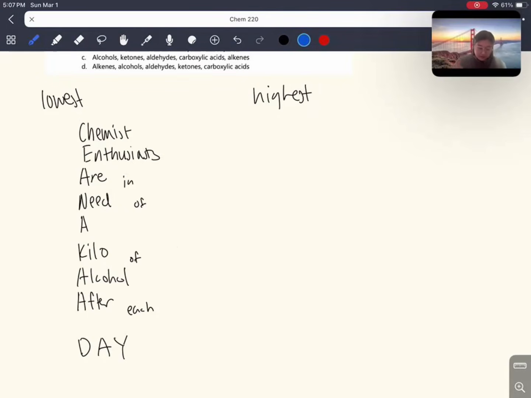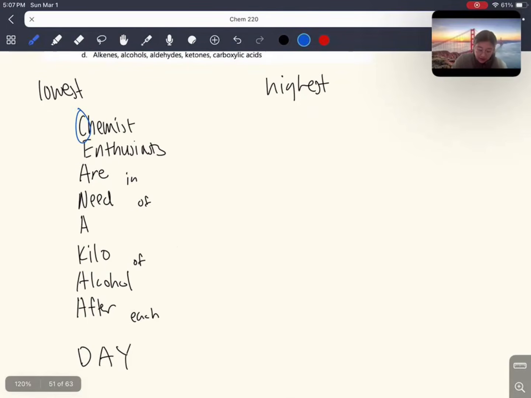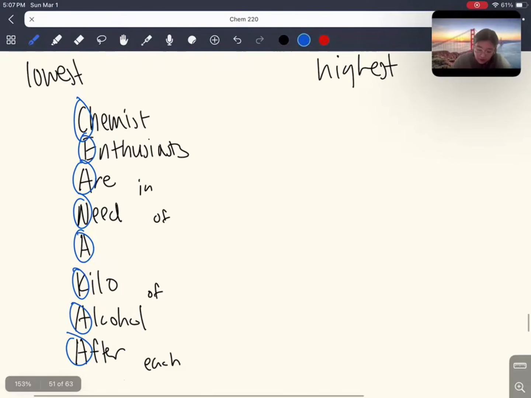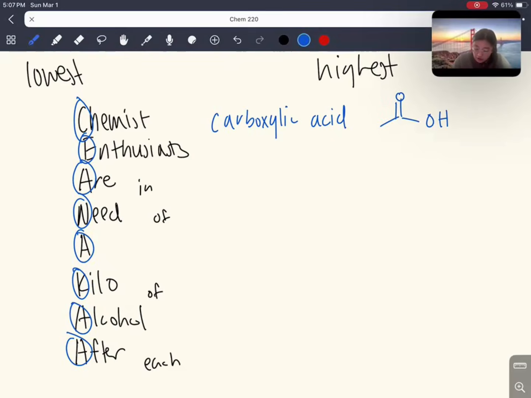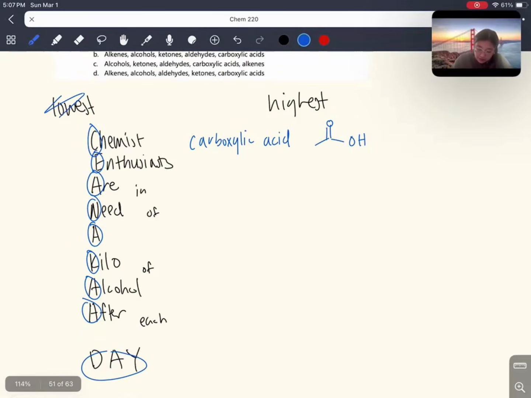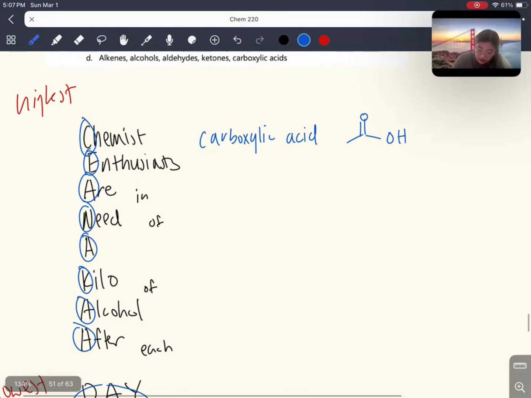So you would look at the first letter: C, E, A, N, A, K, A, A, and then all three letters of day. The C stands for carboxylic acids, which is this functional group, which should be the highest. So I'm going to erase this and put that this is the highest and this is the lowest. The E stands for esters. So esters look like this.